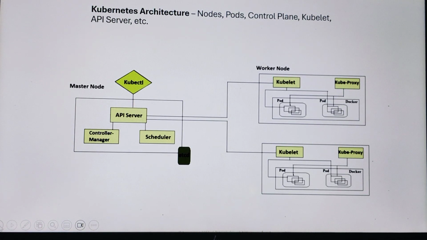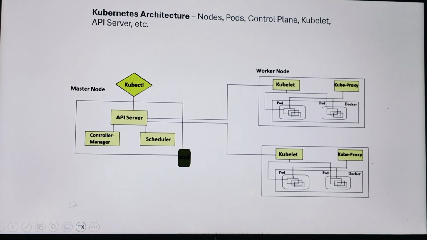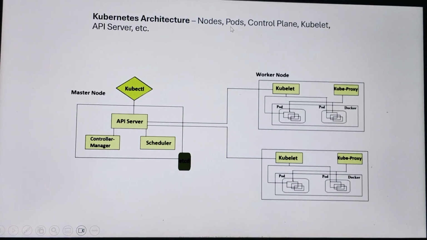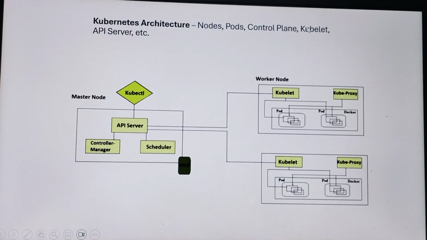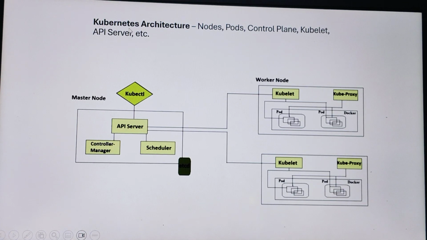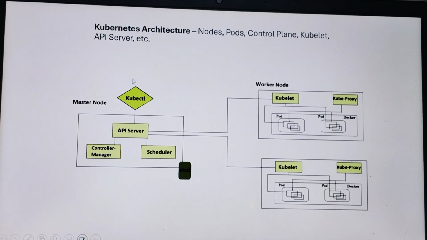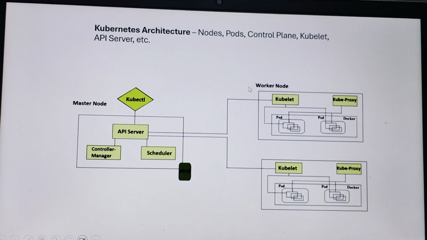Hello guys, in this video we will learn about Kubernetes architecture. Kubernetes architecture contains nodes, pods, control plane, kubelet, API server, and various other components. Kubernetes comes with a client-server architecture.